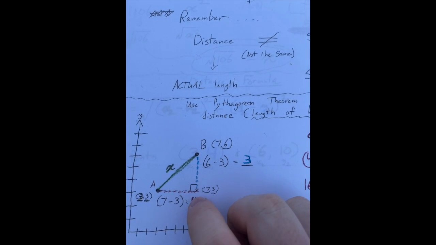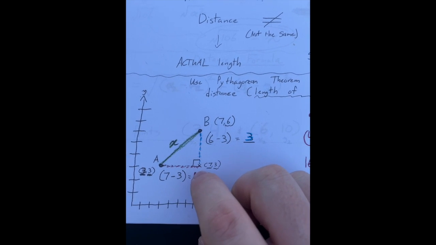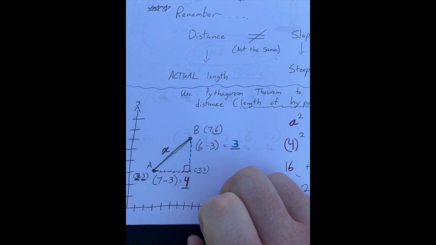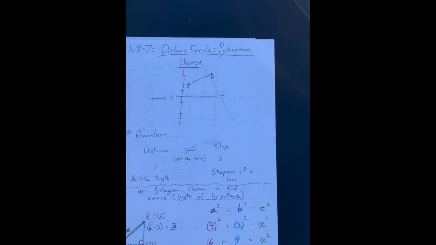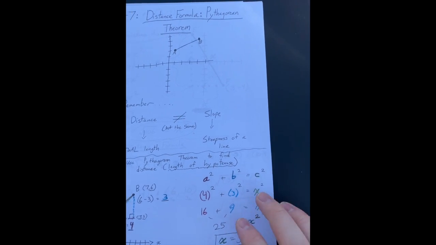These two lines that we drew are perpendicular lines, meaning they're going to make a right angle. So when we combine it all together, it looks like a right triangle. And what do we use with right triangles? Pythagorean theorem, which is a squared plus b squared equals c squared.